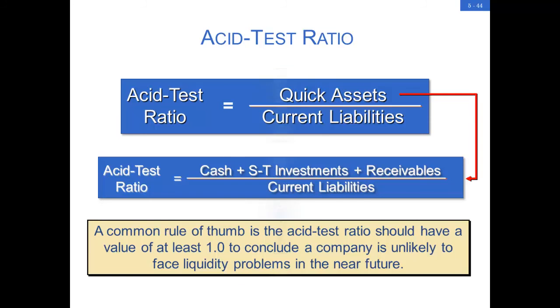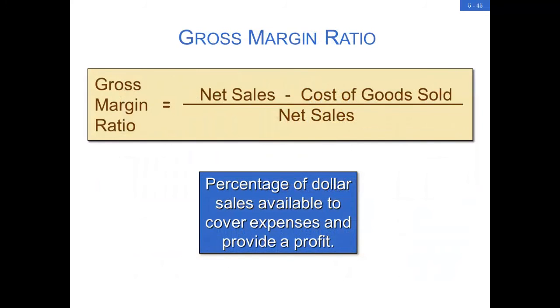One more ratio to introduce here is the gross margin ratio, which is another common profitability ratio that calculates the percentage of dollar sales available to cover expenses and provide a profit. This ratio is calculated as gross margin divided by net sales. Remember that gross margin is calculated as net sales minus cost of goods sold. In most cases, the higher this ratio is, the better.